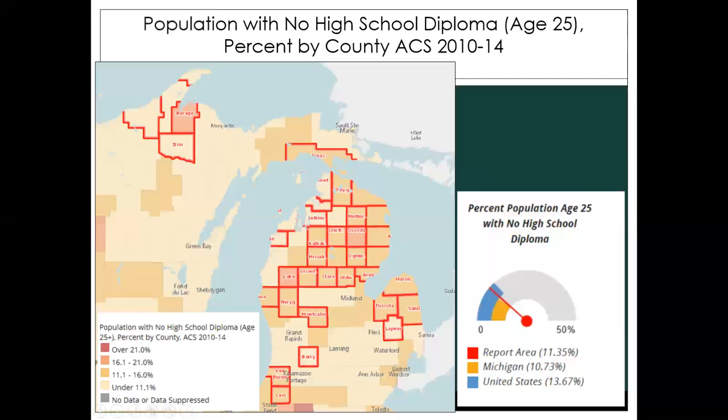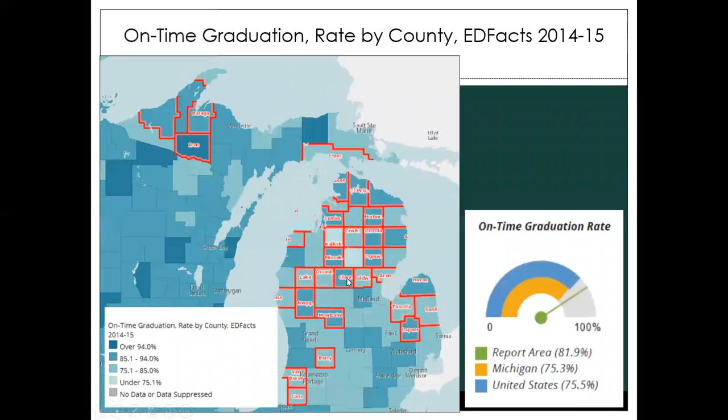So now this shows the population with no high school diploma by age 25. It is a bit higher than the Michigan average. Not by much, but you can see, again, darker is worse. There are some pockets here where it is worse than the average for this whole area. This is looking at on-time graduation rate, and actually it's better. There's a higher percentage here, so more people in this area are graduating on time, which is actually a good thing.